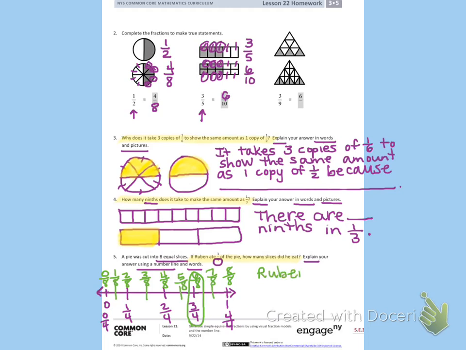Reuben ate blank slices. All right, you write the answer on the line. Remember, you're writing the number of slices, not the fraction. The rest is up to you.